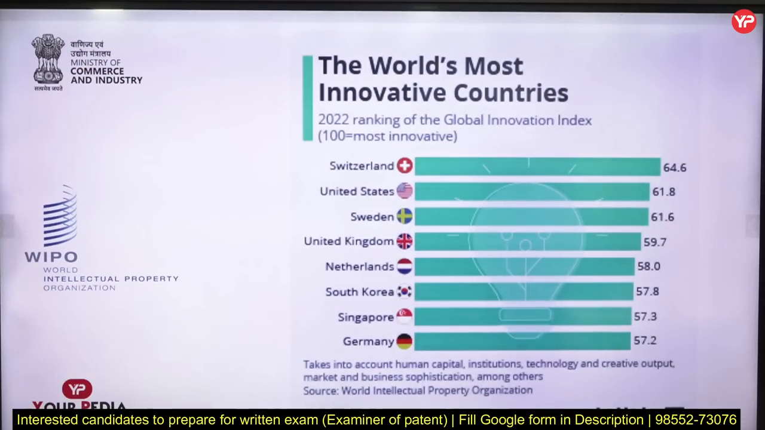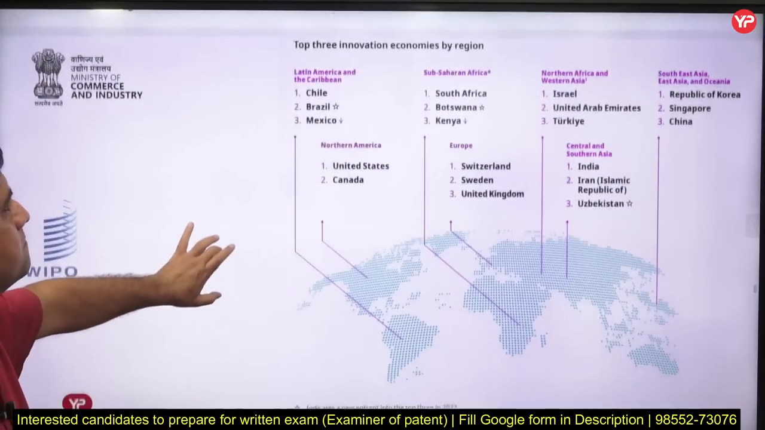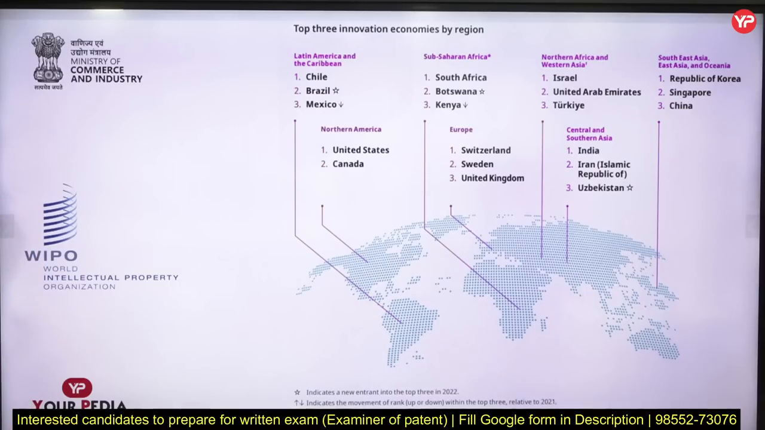In the world, at the top is Switzerland, then the United States, Sweden, United Kingdom, Netherlands, South Korea, Singapore, Germany, and then India is at 40th position. Region-wise, if you see, India, Iran, Uzbekistan come in central and southern Asia. India is a South Asian country. East Asia has Korea, Singapore, China. So different countries in different regions are doing like this.